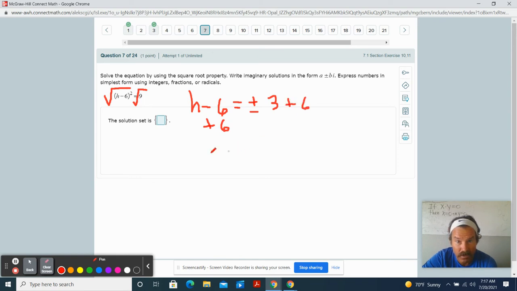So where are your two solutions? Well, your two solutions are, using the plus 3, it's 3 plus 6. Well, 3 plus 6 is 9. And then we use the minus 3. Minus 3 plus 6 is 3. So we have two answers here. You don't want to write your answer like this if it can be simplified further. And it can be simplified further here because we know what 3 plus 6 is and we know what negative 3 plus 6 is.